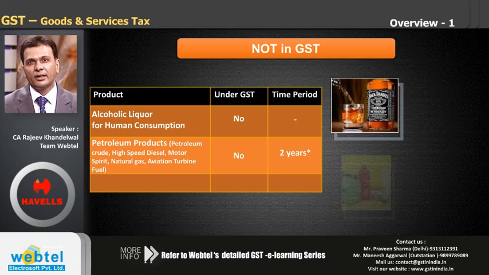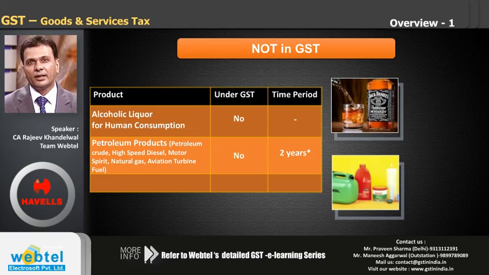Similarly, petroleum products, again a lot of revenue comes from them for the states, so they did not want this. But maybe after some time, let's say 2 years or whenever they later decide, it will come back into GST. Even as of now, some of the big industrial consumers are requesting the government or the GST Council to consider bringing petroleum products under GST. What is the reason?